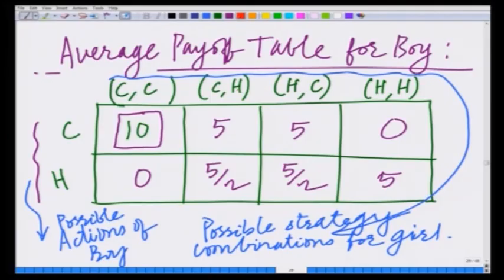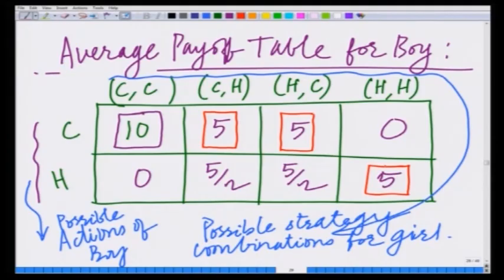If the girl is choosing C comma H, that is girl of type I is choosing C, girl of type U is choosing H, then the best response of the boy is again to use C, because C gives him a payoff of 5 while H gives him a payoff of 5 by 2. Again, if the girl is choosing H comma C, then the best response of the boy is to again choose C, because C gives him a payoff of 5, while if the girl is choosing H comma H, that is girl of type I is choosing H, girl of type U is choosing H, then the best response of the boy is to choose H, which gives him a payoff of 5.